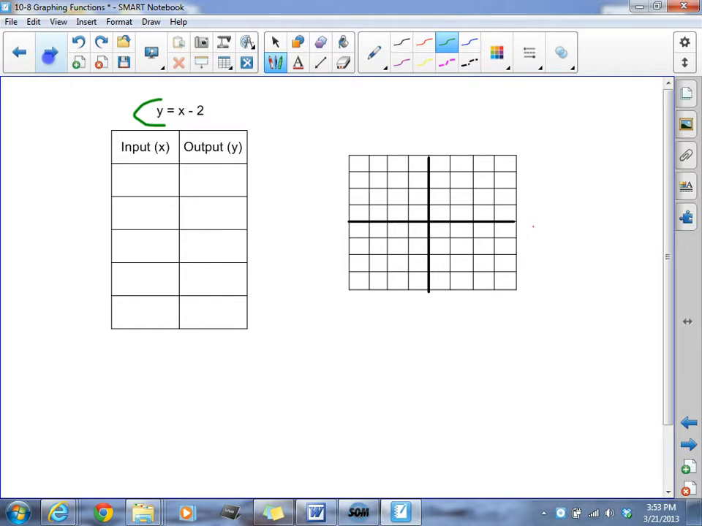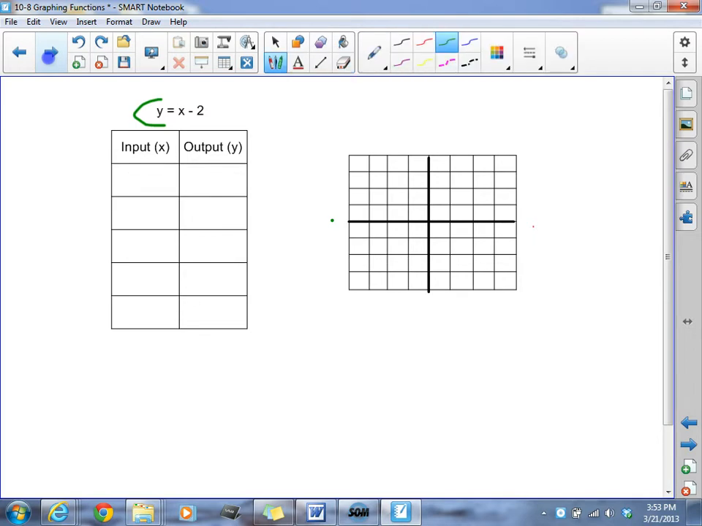Now, here's a hint. You always want to put in x values that are already in your graph. For example, I wouldn't want to put 10 as my x value because I don't have 10 on my coordinate plane. I go up to 4 on mine. So I'm going to keep it to small numbers.